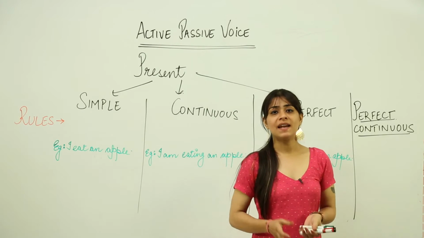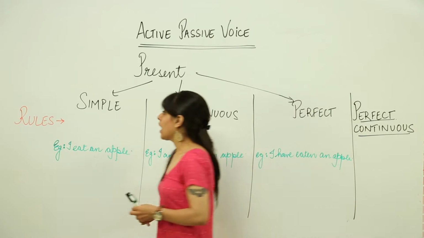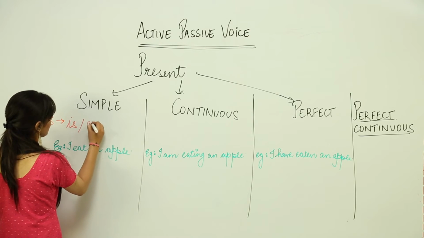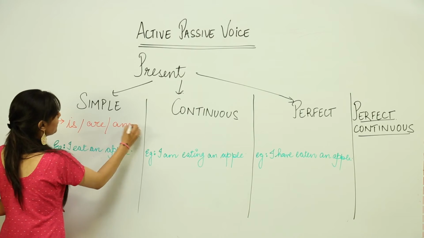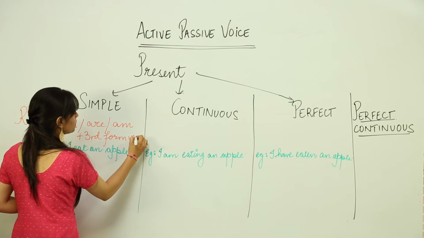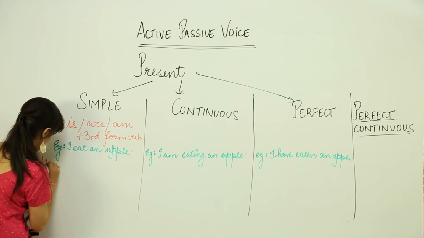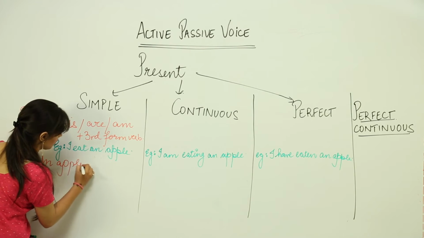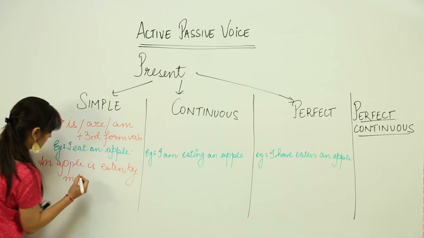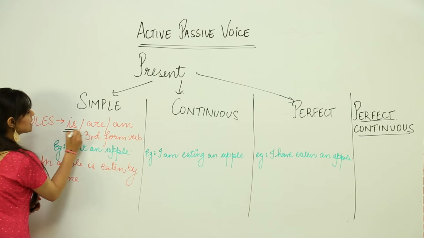Now, for active passive, let's understand the rules of changing from active to passive voice in present tense. For simple present tense, the rules are is, are, am plus the third form of the verb. For example, I eat an apple. An apple is eaten by me.